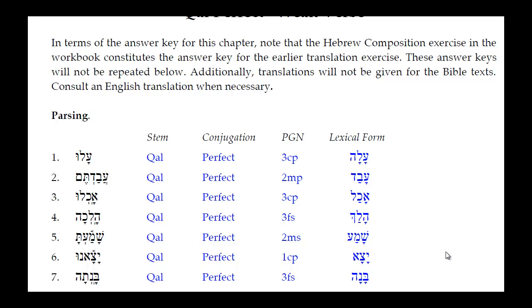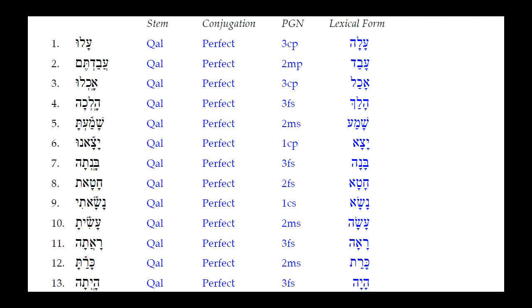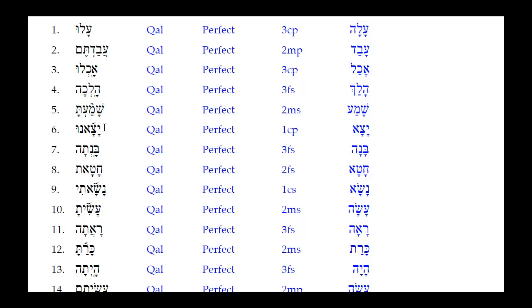Next we have here on number 6, let's move this up a little bit, yatsanu. Basically we have the yod, the tsade, and the aleph, showing us the three consonantal root of yatsa. The nu, the nun and the shureq, tell us that it is first common plural, we. So this would be a Qal perfect, first common plural from yatsa, to go out or go forth.